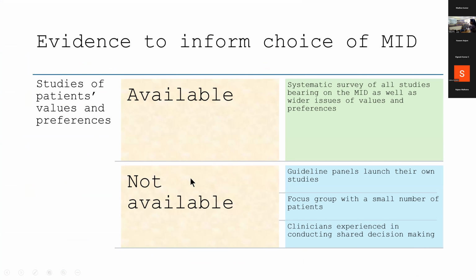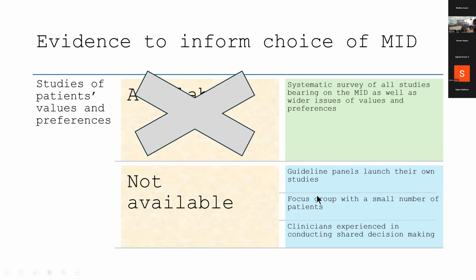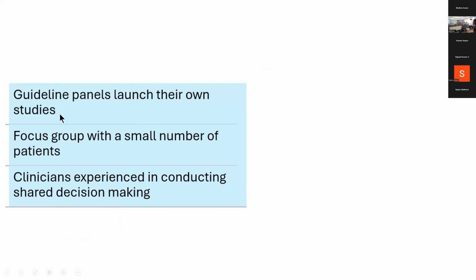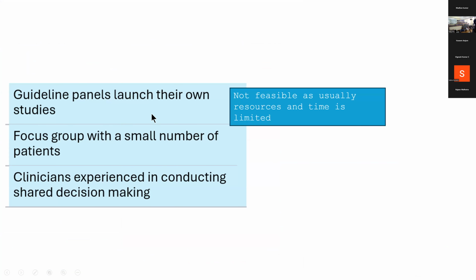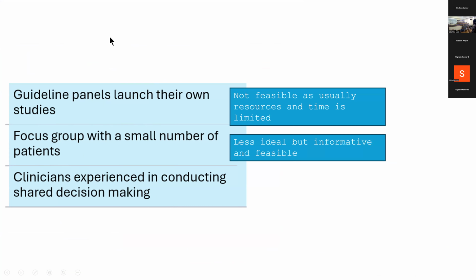Sometimes you find that the MIDs are actually not available. So what can you do? Sometimes what guidelines do is the panels themselves launch new studies. But this is not always feasible because they have time constraints, they have resource constraints. The second thing is to actually use focus groups with a small number of patients. So if you look at rheumatology, the ACR, when they develop the guidelines, they usually have focus group discussion with patients. The third thing which you can do is see clinicians who are actually experienced in conducting shared decision making with patients. So here you get a lot of informative answers.